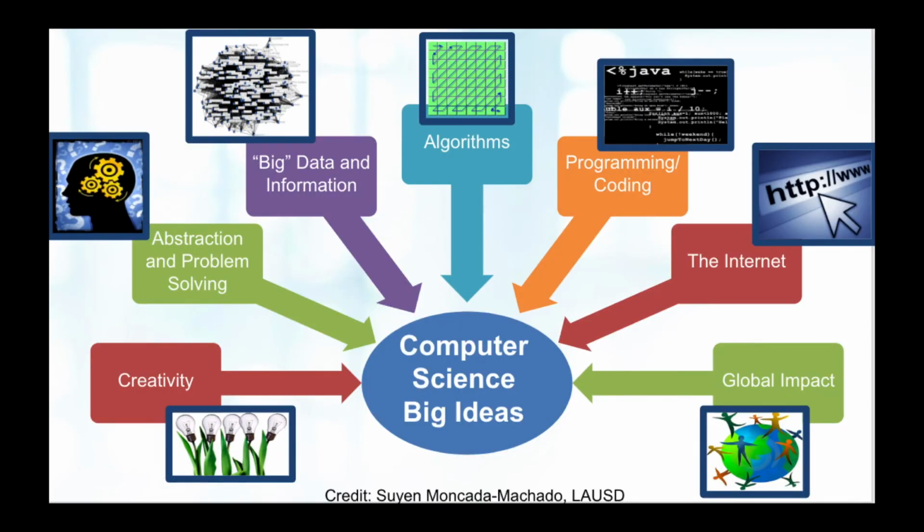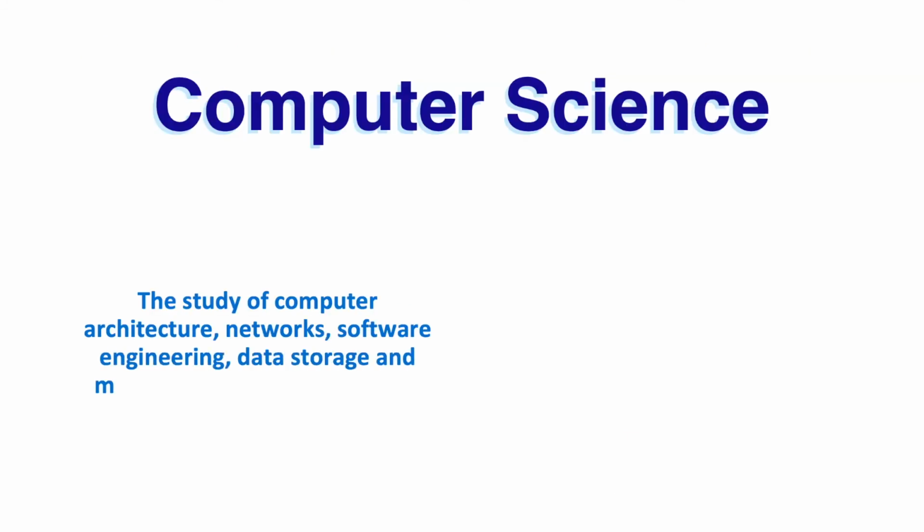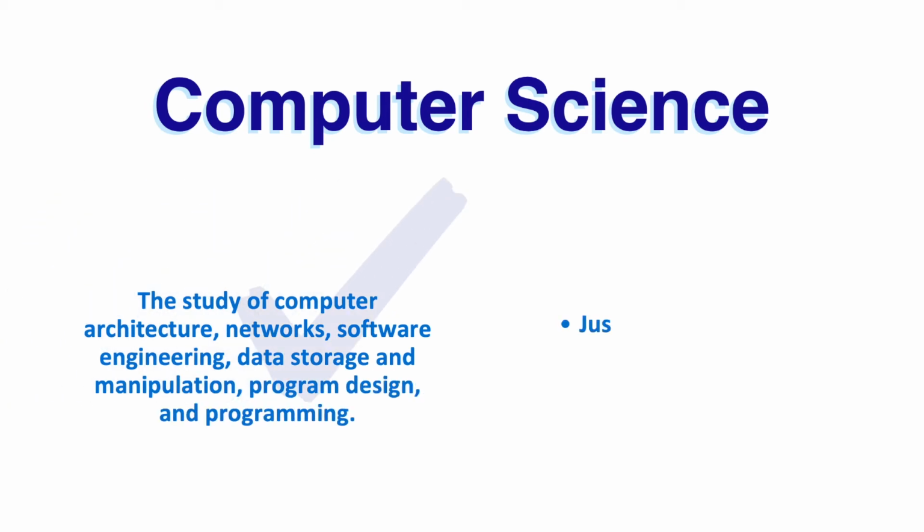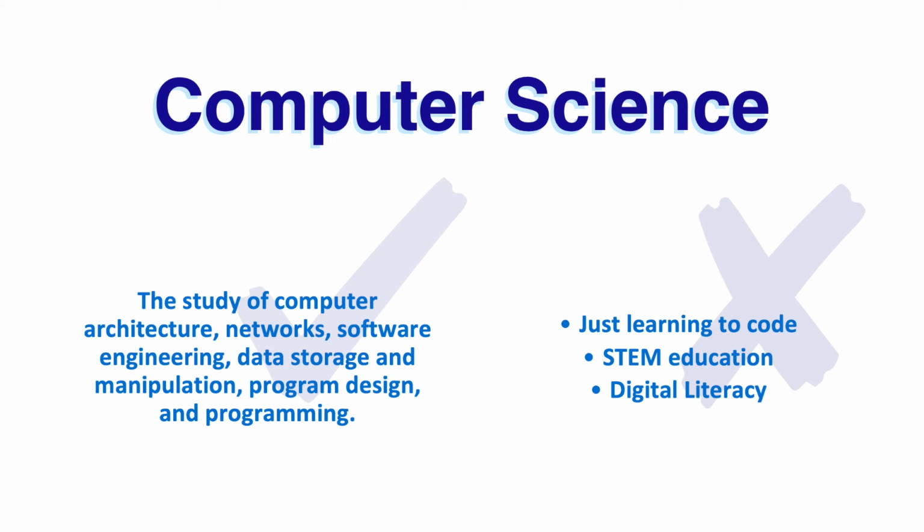And finally, what we have are the 7 big computer science ideas. These are the things that are floating around that we need to start to wrap our head around when it comes to computer science. So, something to make very clear for all of you as we start to think about this: computer science is not just coding, and it's not STEM. These often get all mushed together into one concept. Computer science is understanding the architecture of computers, the networks, the software, the engineering, how data is being used and stored and manipulated, the program design and programming. It's not digital literacy, it's not STEM education, and it's not just Hour of Code.